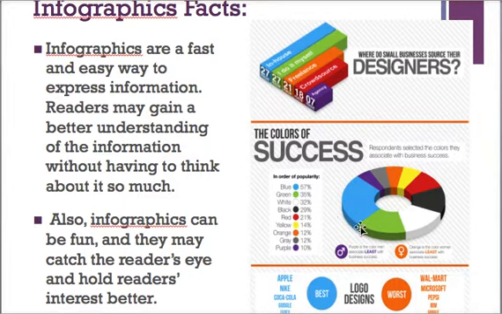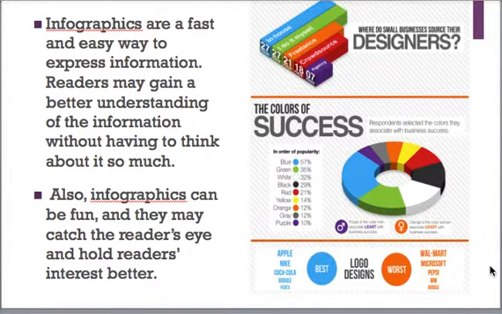And then the colors of success is represented by a pie chart. So colors that are associated with business success, the color that's most associated with business success is light blue. And the color least associated with business success is purple. And then it goes on to kind of summarize a little bit of information for you at the bottom.